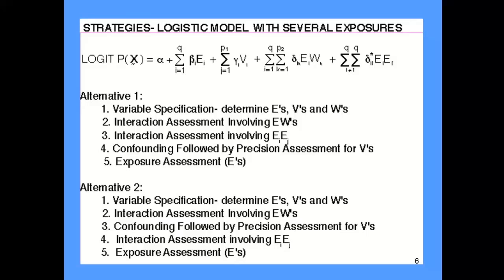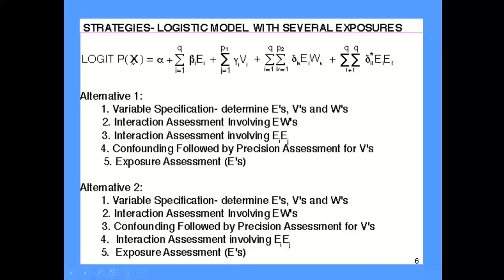Look at the first two, alternative one and alternative two. The first step in both of these alternatives is the same, right? Isn't the first step the same? Variable specification. Why is it the same? Because you should start out with whatever model you want to deal with in the first place. And regardless of your strategy, you define the model according to what variables you want. Variable specification. Okay. The second step says interaction assessment involving the EWs.